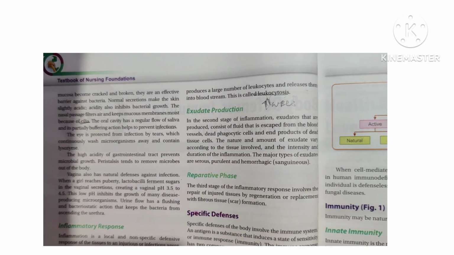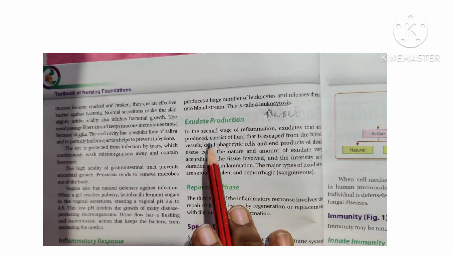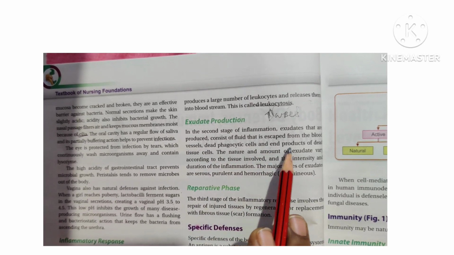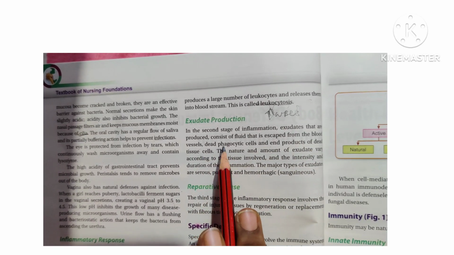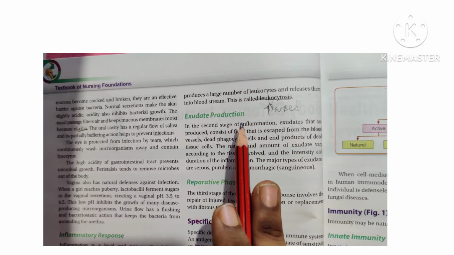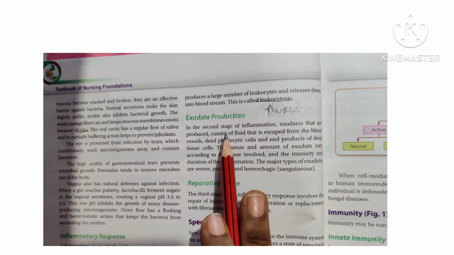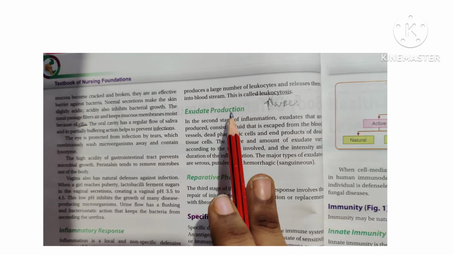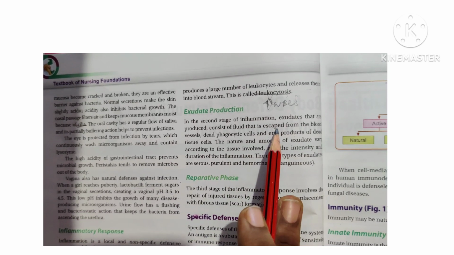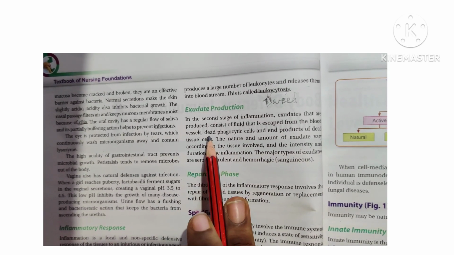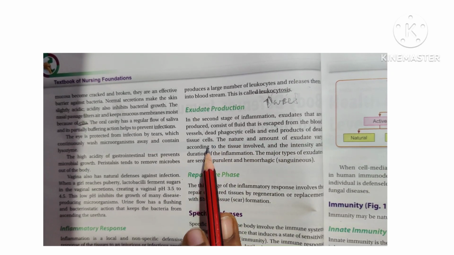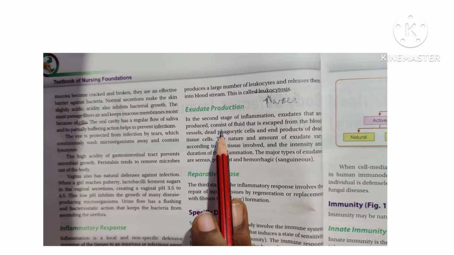Next is exudate production. It is the second stage of inflammation. The exudates that are produced consist of fluid that has escaped from the blood vessels, dead phagocytic cells and end products of dead tissue cells. So some amount of fighting will be taking place between the leukocytes and the injured infectious material and the chemical mediator. As a result of this, after the first stage, what is it? Vascular and cellular response, I told. In the second stage, in exudate production, some amount of fluid will be escaping from the blood vessels. So this fluid, dead phagocytic cells, any infectious agents, end products of tissue cells, dead tissue cells, everything will be leaking in this exudate production.